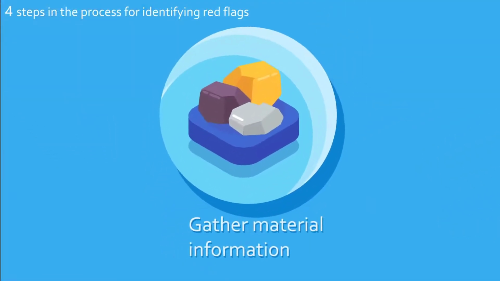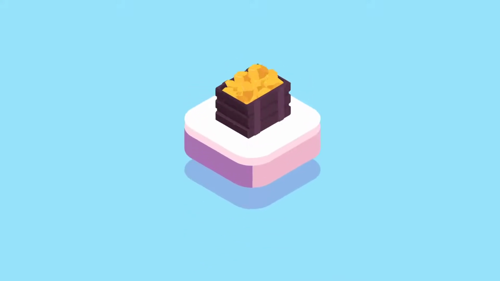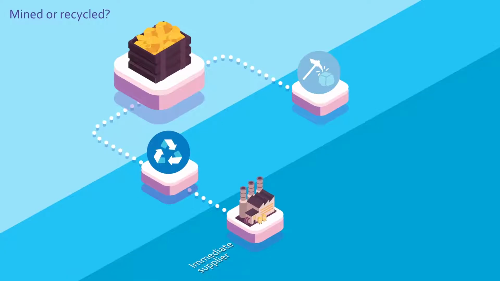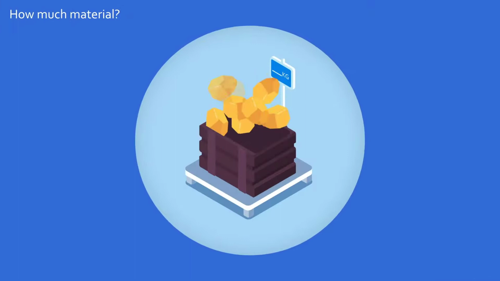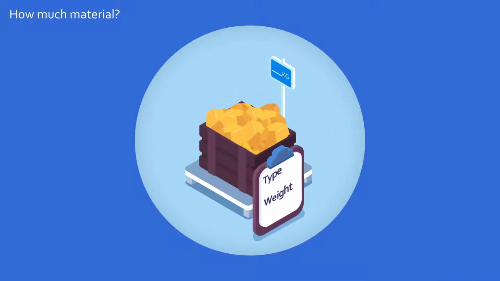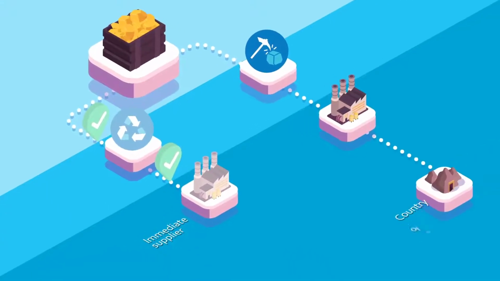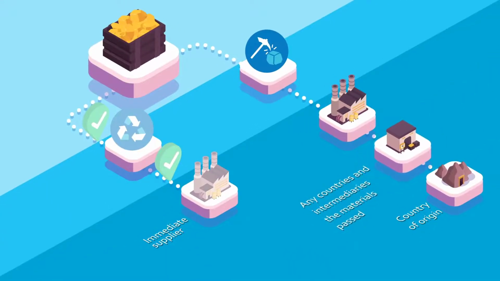Next, gather information about the material. First, is the material mined or recycled? If it's only recycled material, then you don't need to trace the source any further than your immediate supplier. You just need to confirm that the material is in fact recycled. Next, how much material did you receive? Make sure that the type and weight of the material is recorded and confirmed to be accurate. If you received mined material, you'll need more information on the material itself, its country of origin, and any countries and intermediaries the materials passed through before it got to you.